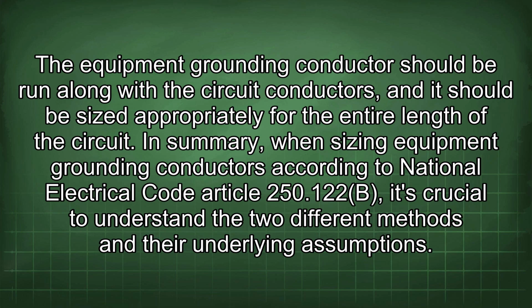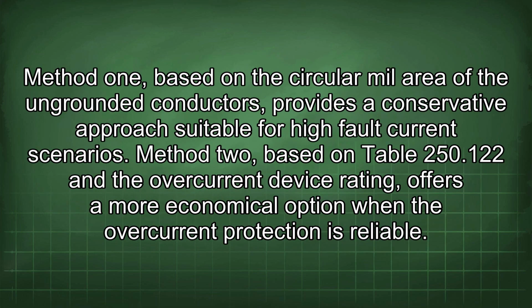In summary, when sizing equipment grounding conductors according to National Electrical Code Article 250.122(B), it's crucial to understand the two different methods and their underlying assumptions. Method 1, based on the circular mil area of the ungrounded conductors, provides a conservative approach suitable for high fault current scenarios. Method 2, based on table 250.122 and the overcurrent device rating, offers a more economical option when the overcurrent protection is reliable.